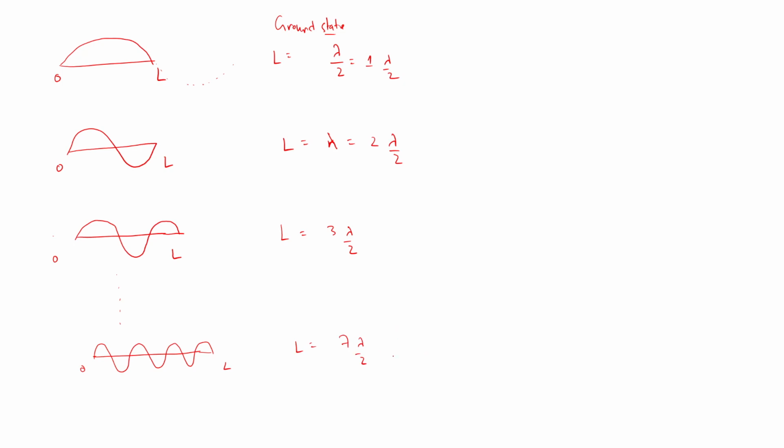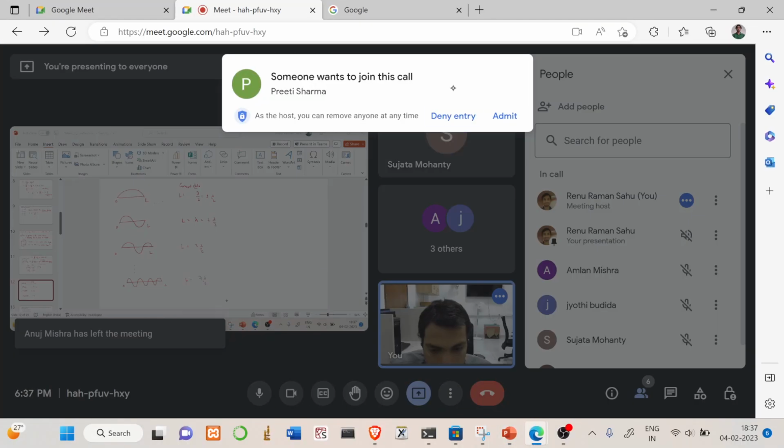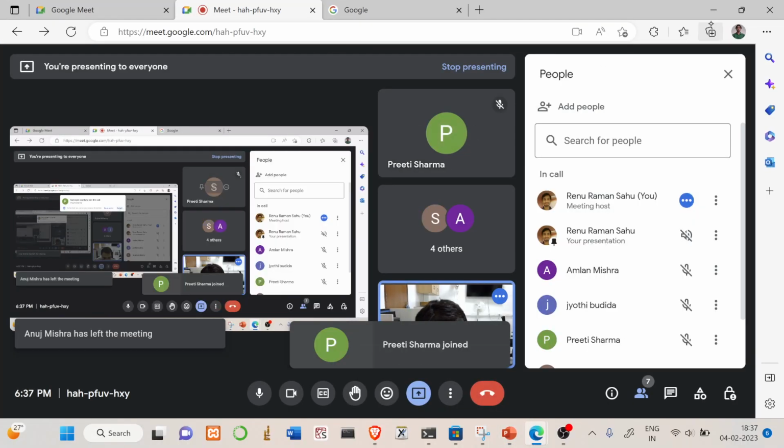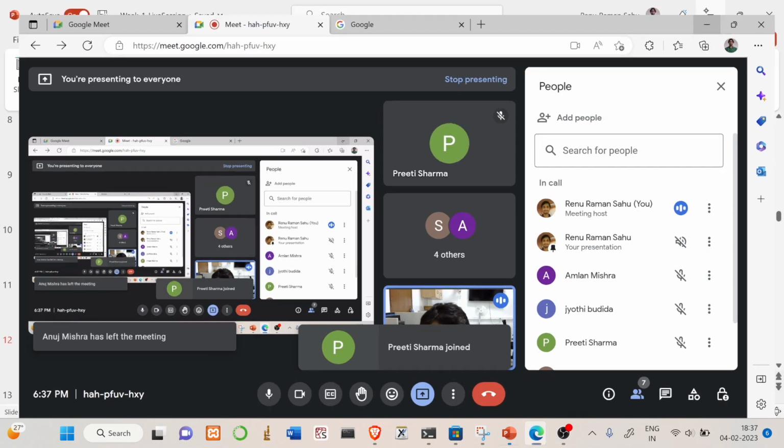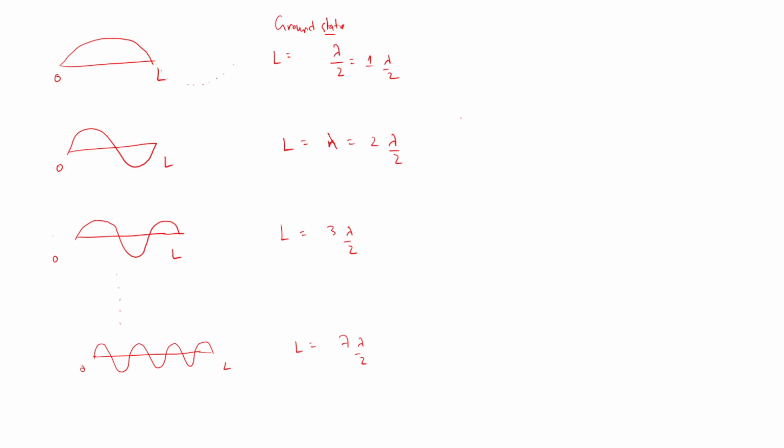Similarly, in general, L is equal to n times lambda by 2, where n equal to 1 was the ground state, n equal to 2 is the first excited state. The n is actually counting the number of states.